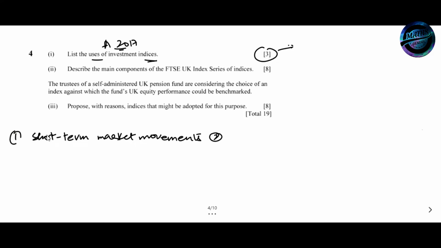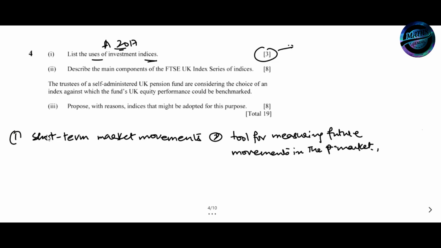The second could be it is used as a tool for measuring future movements in the market. And this is based on all past trends. So it is based on past trends.